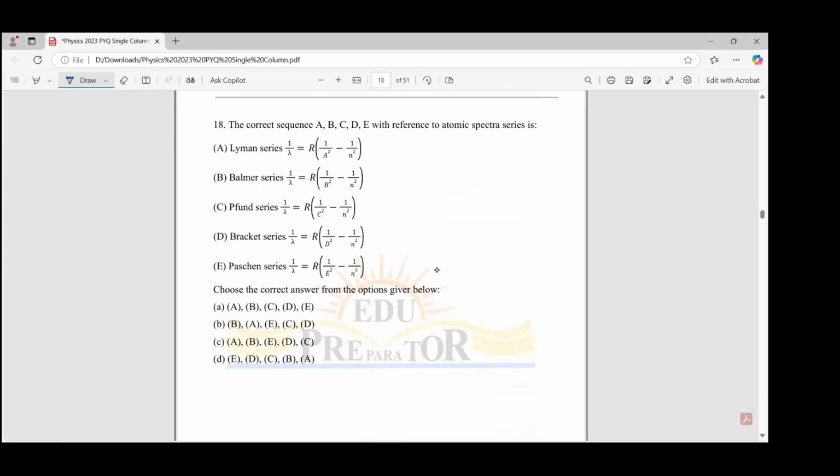Now question number 18, if we proceed, involves the spectrum of hydrogen. We all know we have the Lyman series, Balmer series, then we have the Paschen series, then we have the Brackett series and the Pfund series. These are the series which are in this order. So, therefore, we have C as the correct answer.